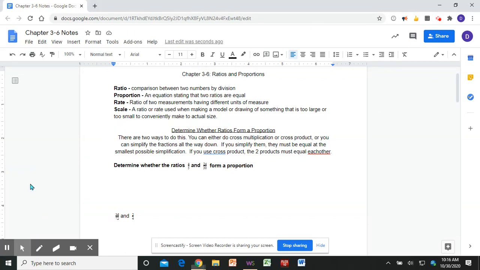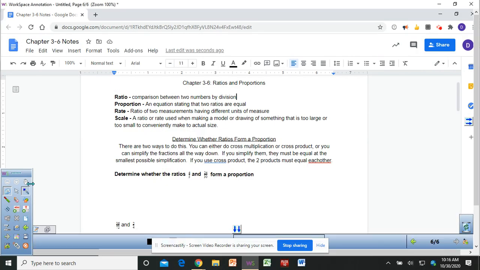Today we're going to be talking about 3-6, which happens to be ratios and proportions. So a ratio is a comparison between two numbers using division, just like a fraction. A proportion is an equation stating that two ratios are equal. Rate is a ratio of two measurements having different units of measure. And a scale is a ratio or rate used when a model, such as a map or something, is either too large or too small.